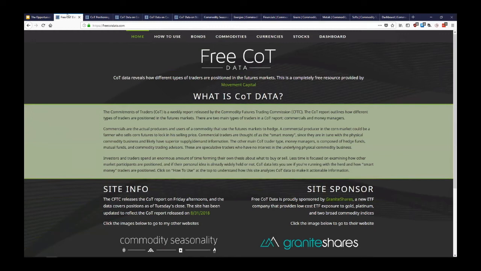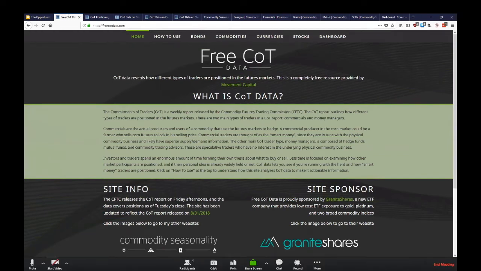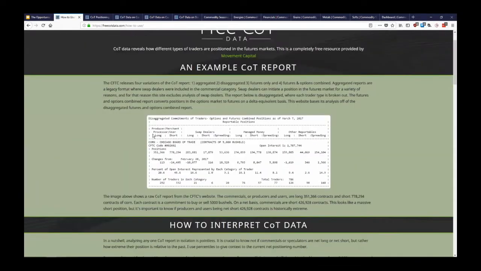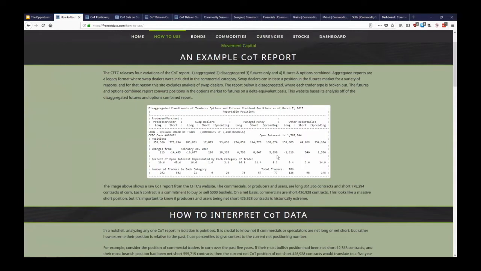And for new listeners, when it comes to positioning information, I'm talking about the CoT report, and it's a weekly report put out by the CFTC, and it basically outlines how different types of traders are positioned in the futures markets. And this is an example of what a CoT report looks like. So in this one, this was for corn, just an example image, as of March 7th, 2017. It's got these different categories up here. It's got producers, users, swap dealers, managed money, all those categories. They've got longs, shorts, and then contracts that are spread.